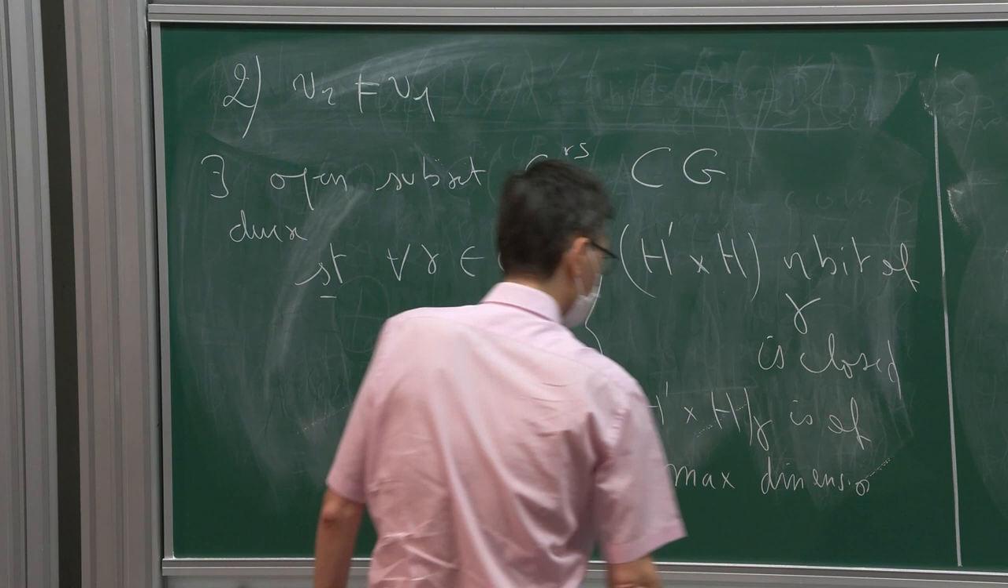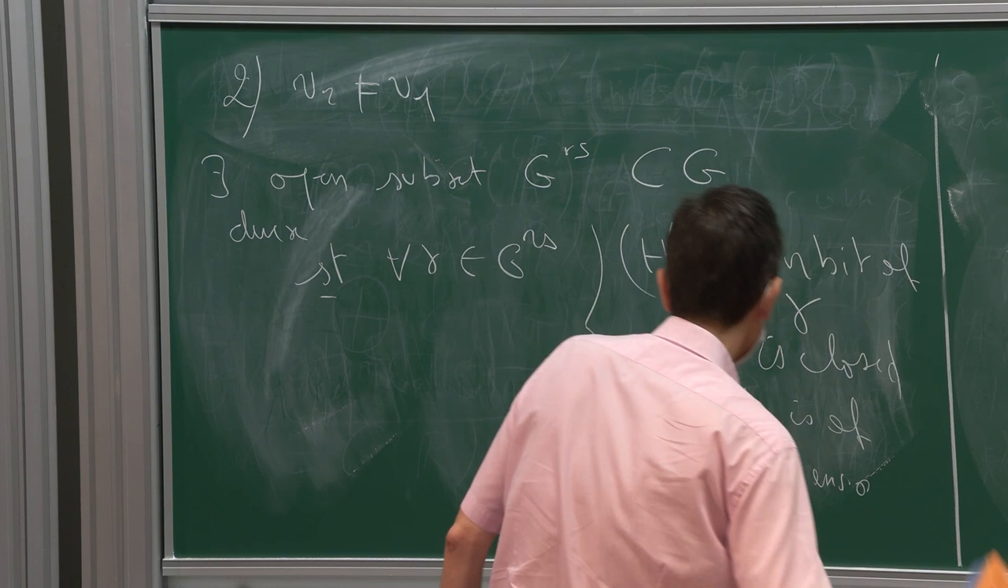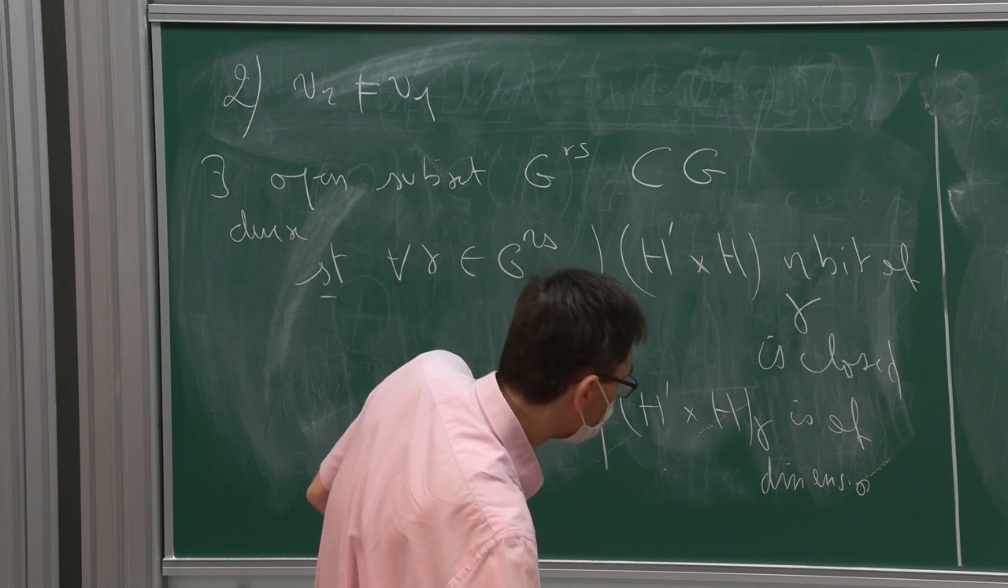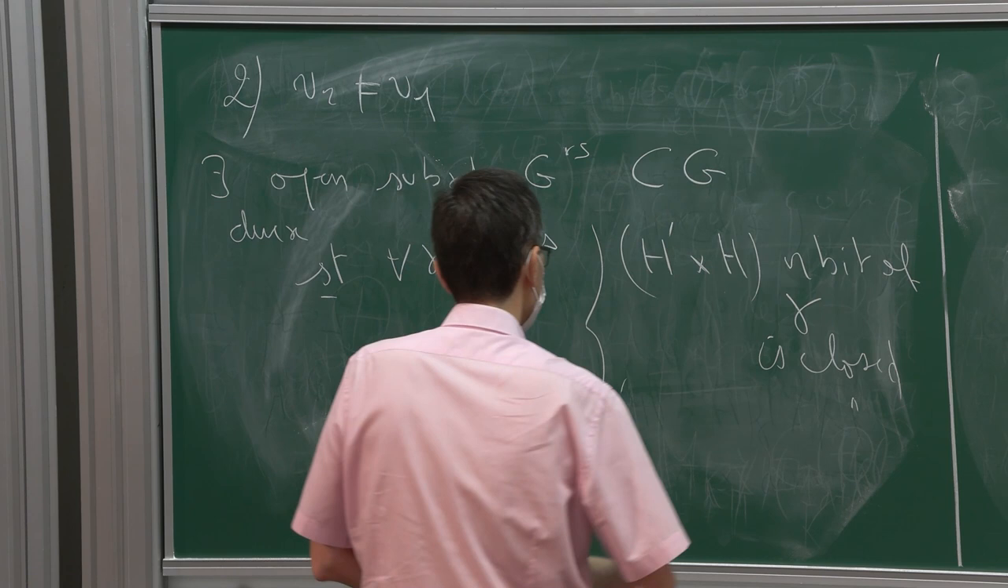The orbit is... the centralizer is of minimal dimension. The orbit is of maximal dimension. It's closed, so I can phrase it as follows: the orbit is closed and of maximal dimension.